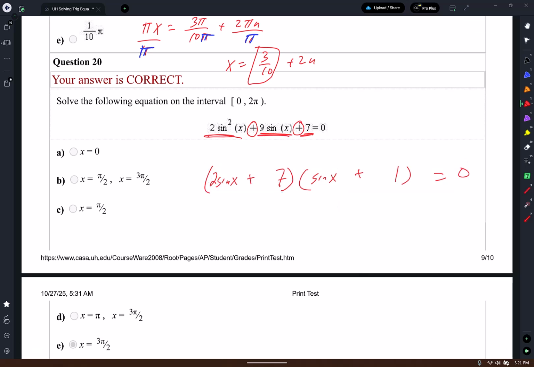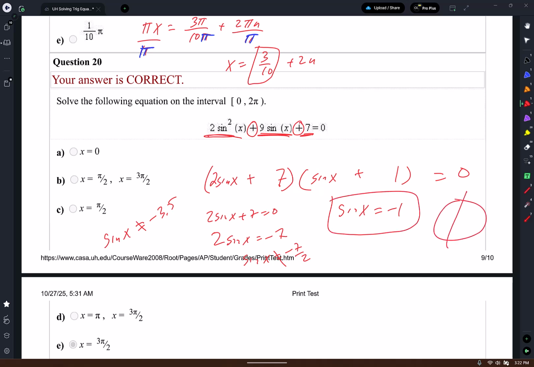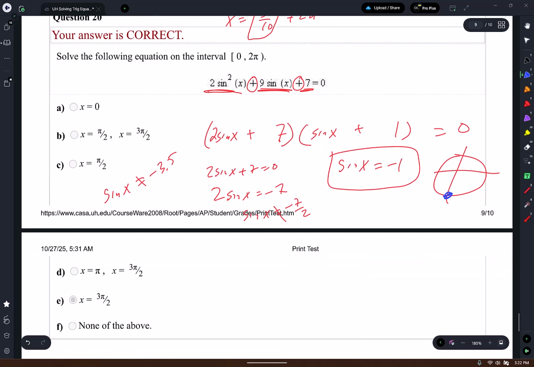Okay. Sine x equals negative 1. 2 sine x plus 7 equals 0. 2 sine x equals negative 7. Sine x equals negative 7 over 2. Not possible. Sine x will never equal negative 3.5. But this one is. Where is sine x equal to negative 1? Yeah. 3 pi over 2.